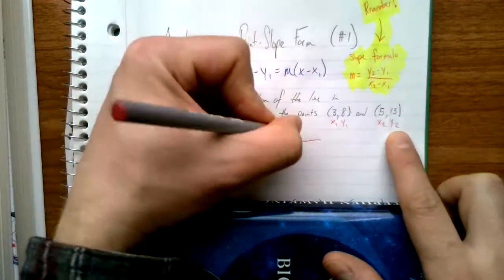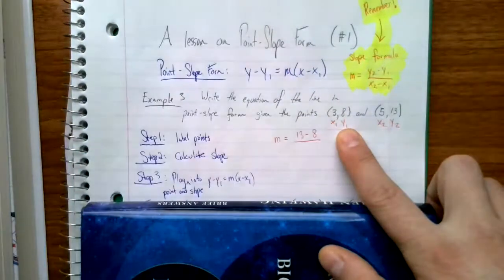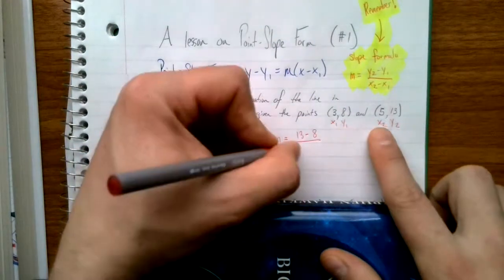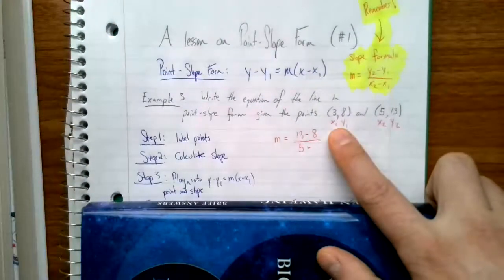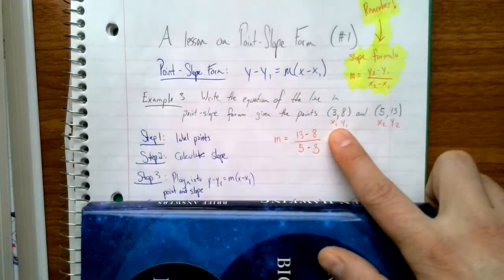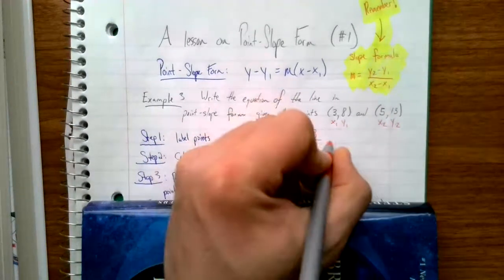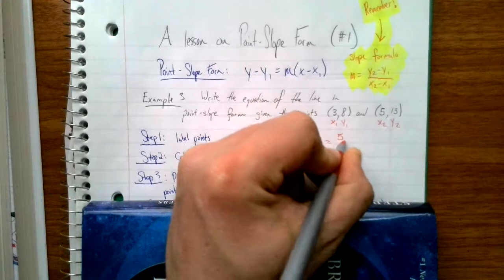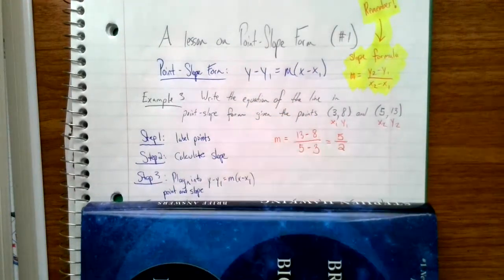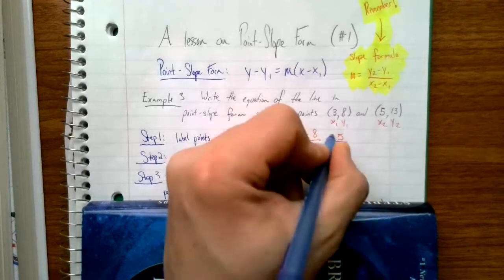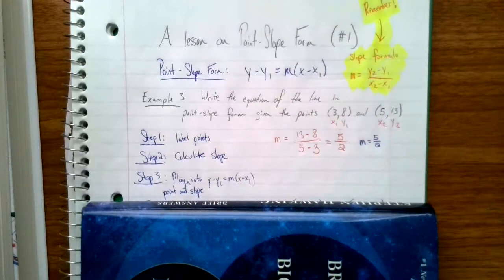So our y2 is 13, our y1 is 8, our x2 is 5, and our x1 is 3. 13 minus 8 is 5, and 5 minus 3 is 2. And so that's our slope, 5 halves, or 5 over 2. We're going to leave it just like that.